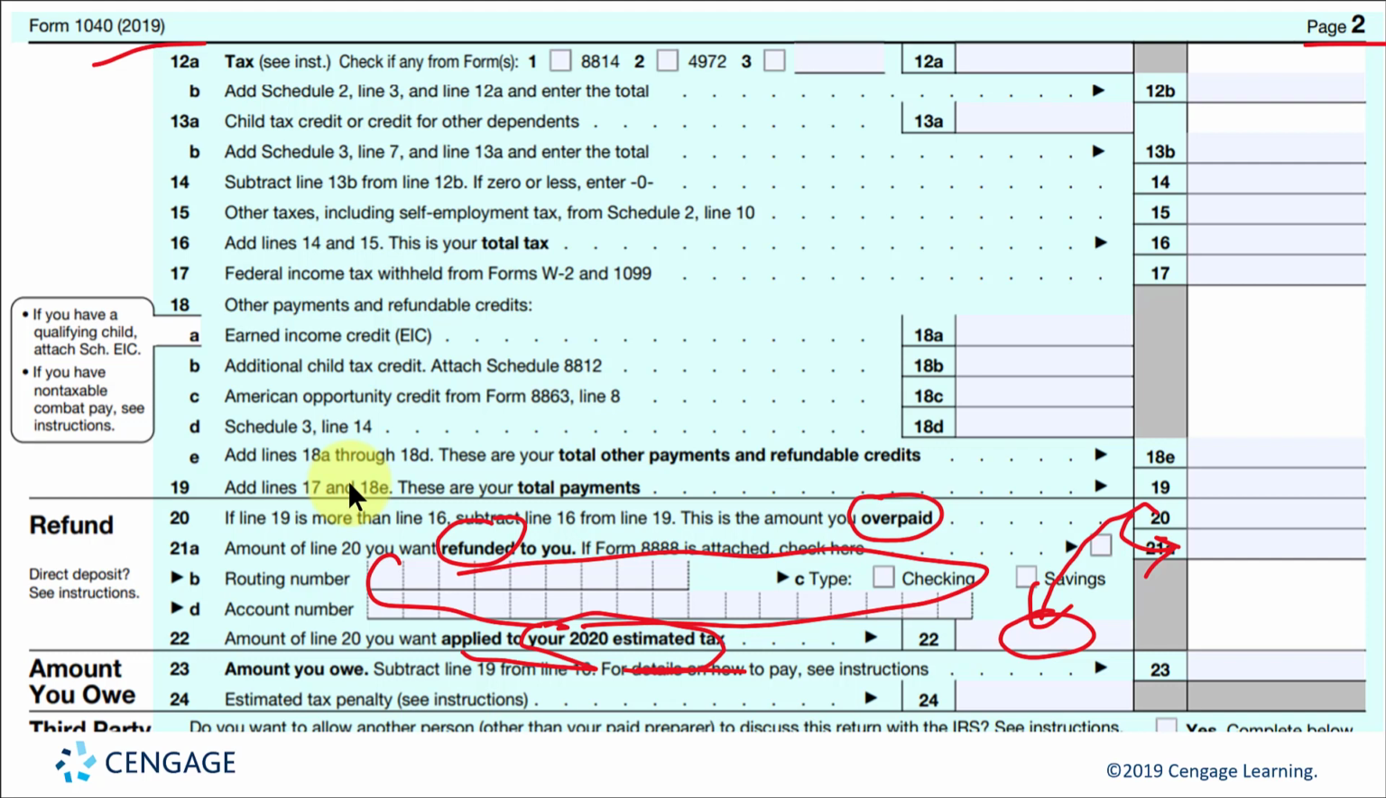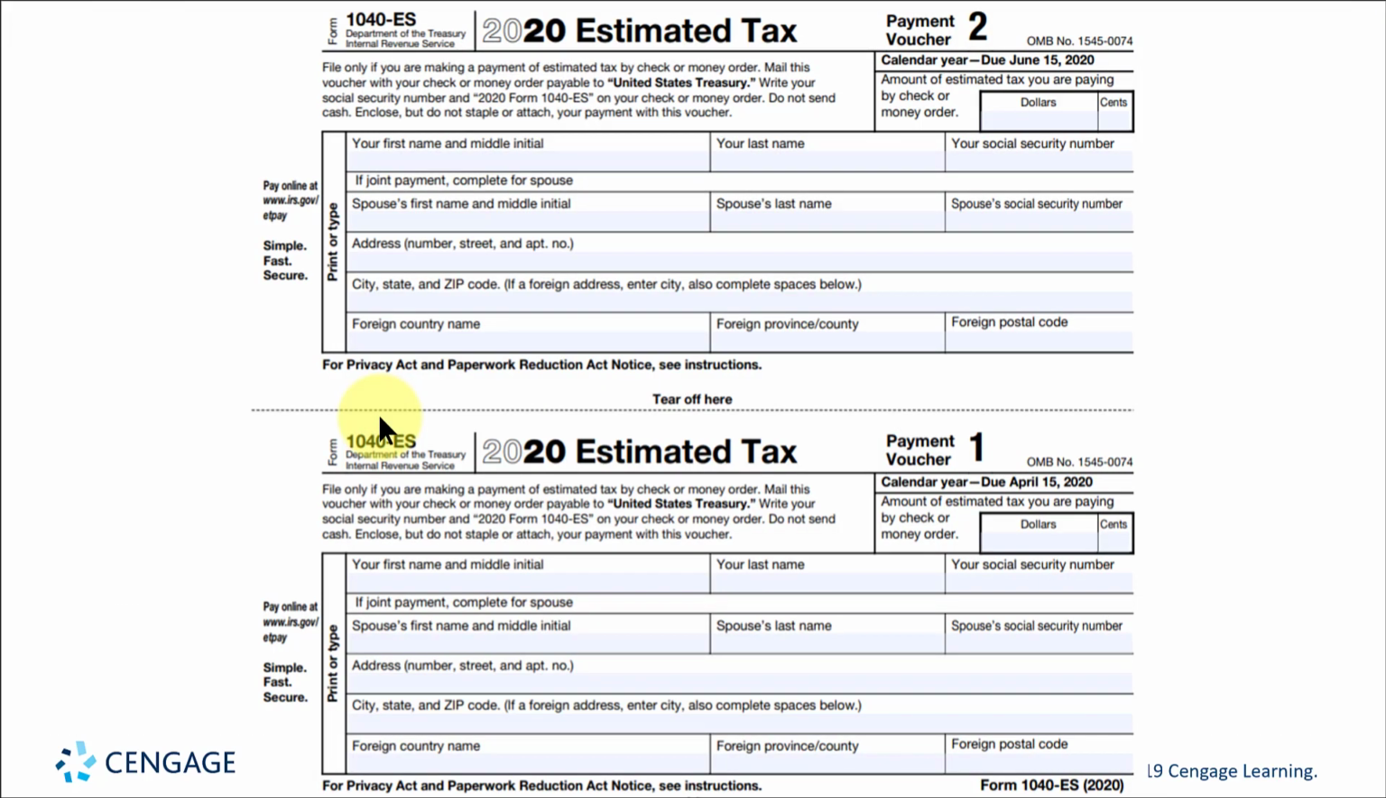So how do you make these payments? Well, if you're going to mail in your payment, you're going to be using this form called 1040ES. And you can see there are at least 4 different so-called vouchers. This one is due by that first quarter, April 15th deadline. And you would just enter the dollar amount here and write a check to the United States Treasury, and there would be an address on the instructions.